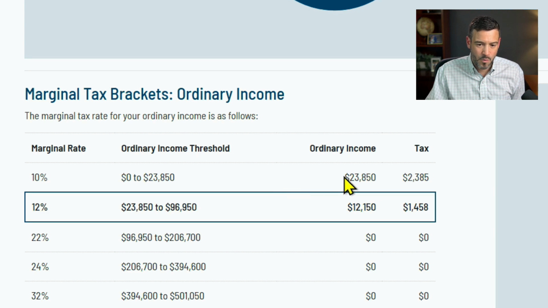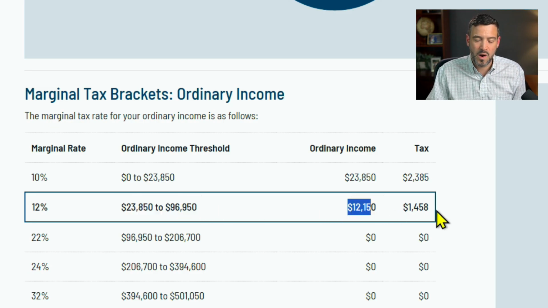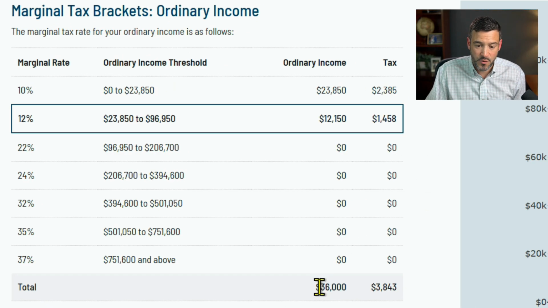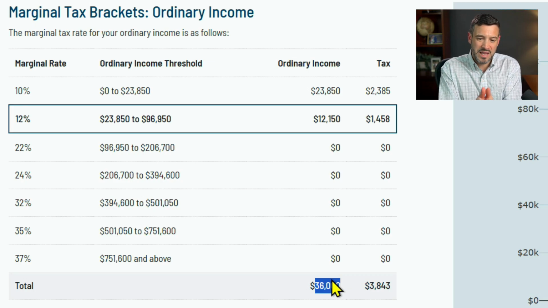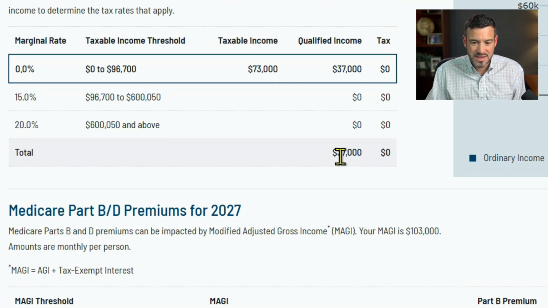And here we're out of the 10% bracket. So we've filled up that whole bracket and now we're bumping into the 12% bracket. So 12,000 of our total income in that year out of the 36,000 worth of total income, right? Ordinary income, everything that's going to be included in this bracket is being paid at the 12% bracket. And then we have still $37,000 that's being paid at the 0% tax bracket.